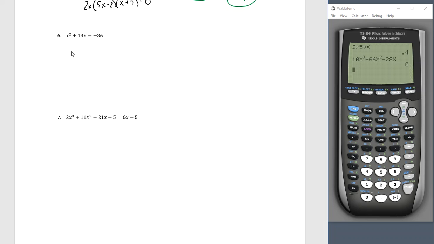x squared plus 13x equals a negative 36. We get it equal to 0. So x squared plus 13x, add 36 to both sides, equals 0. Second step, factor.